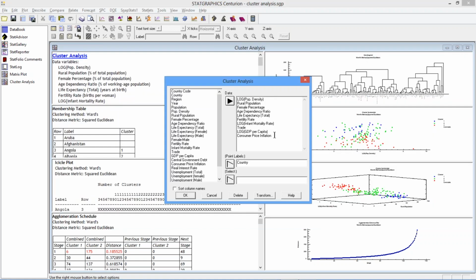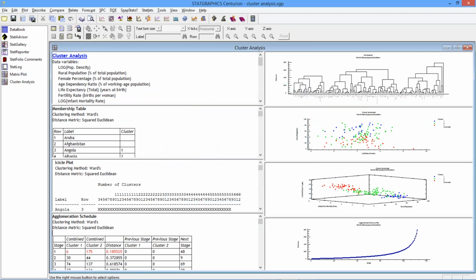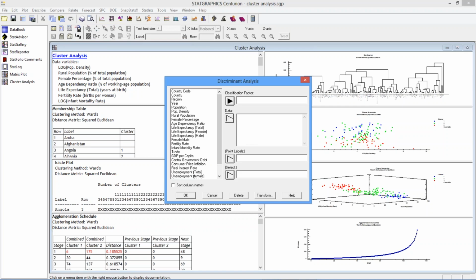Now I'm going to take these same variables that I used for the cluster analysis, do a Control-C, and now go to Relate on my top menu to Classification Methods and do a discriminant analysis. Now, a discriminant analysis will let me take these variables and will help me decide which of the variables would be useful in identifying what cluster each of the countries belongs to.